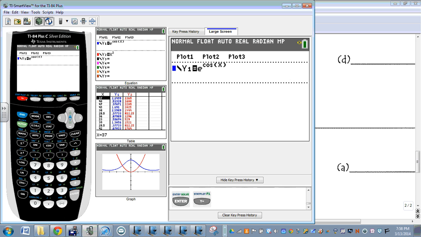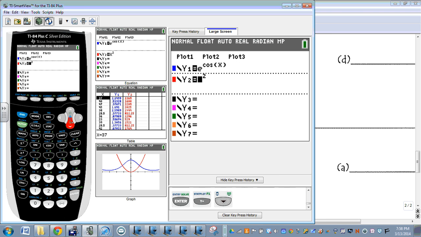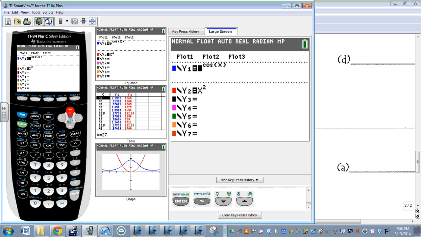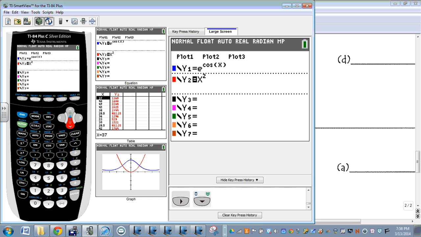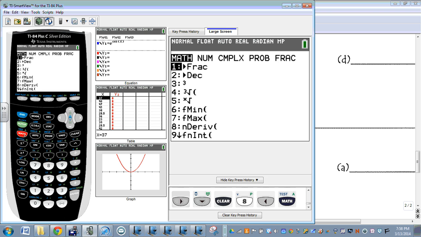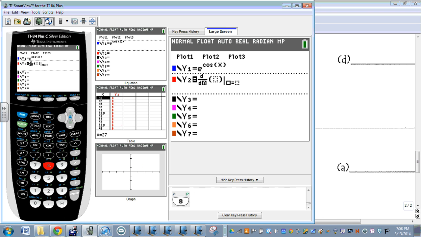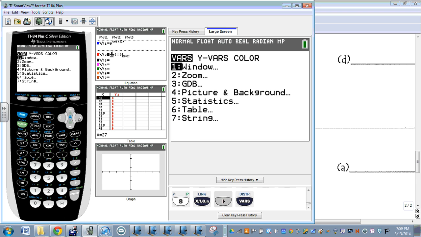So if we go to y equals, we already have the e to the cosine of x. And for this one, actually, I take that back. We have to graph the derivative of that. So for our y sub 2, I'm going to go up there and turn off the y sub 1. Our y sub 2 is going to be the derivative. So we're going to do math 8. We're doing the derivative in terms of x of y sub 1.